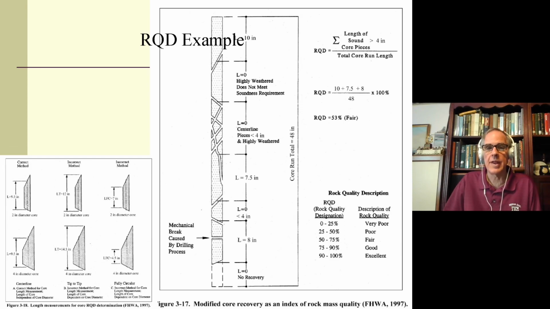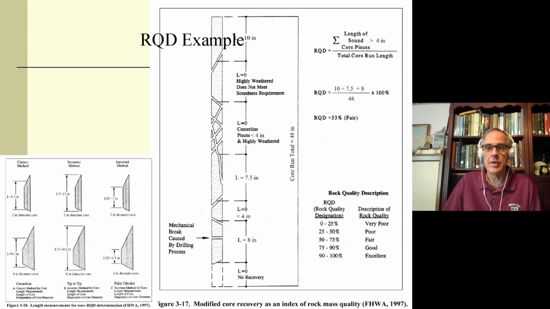So we add the length of the top one, which is 10. The one toward the bottom, which is 7.5. And the last one with mechanical breaking was 8. We add those. You see the formula on the right. And we divide that by 48 and multiply by 100%. And we get 53%, which is fair.